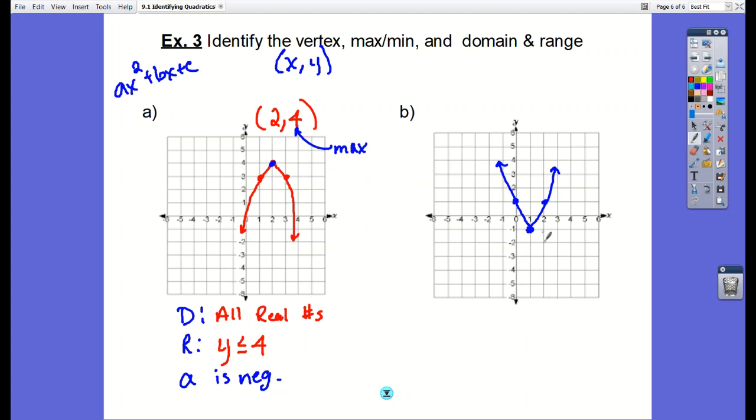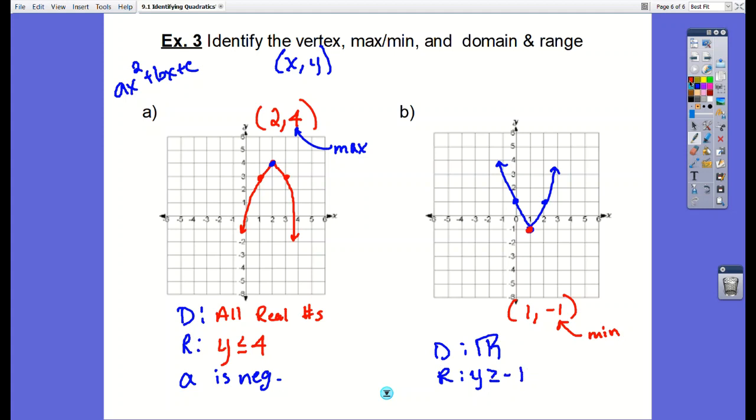Will, what's our vertex? 1, -1. Okay, Ryan, is this a maximum or a minimum? This is a minimum because it's at the bottom part of the graph. Let's still take volunteers here for our domain and range. Ryan, domain. The domain's all real numbers. All real numbers again. Okay. Somebody else, what's our range? Y is greater than or equal to -1.